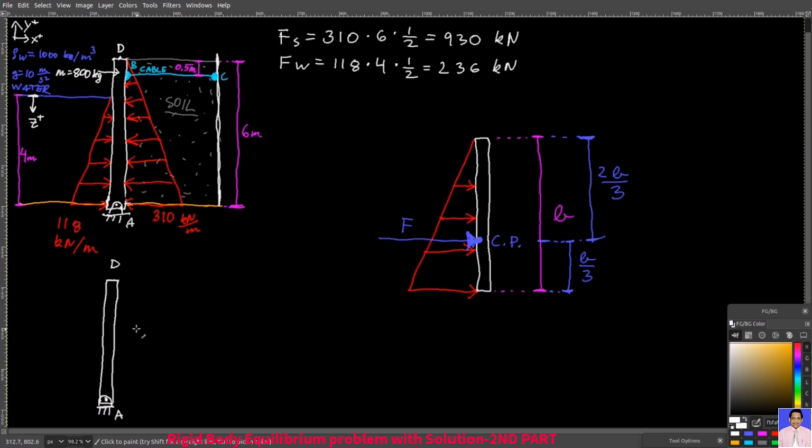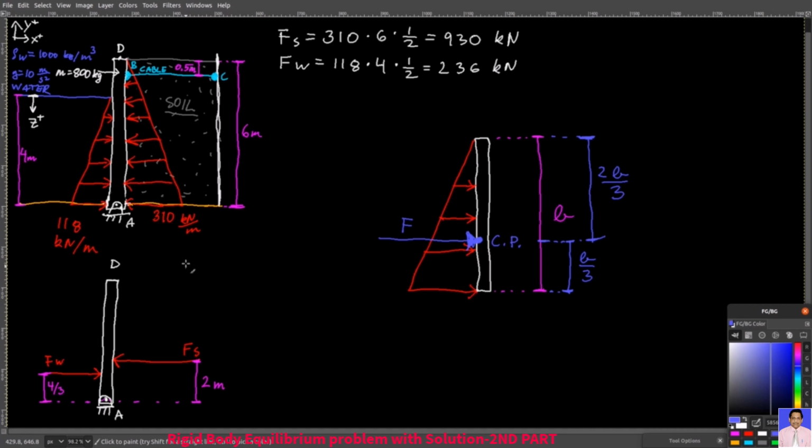So if this is our wall here, then for the soil, the force Fs will be placed 2 meters from point A in our free body diagram. That's because the total length here is 6 meters, and 1/3 of 6 meters is 2 meters. And then from water, I'm going to place Fw 4 over 3 meters from point A. That's 1/3 of 4 meters.